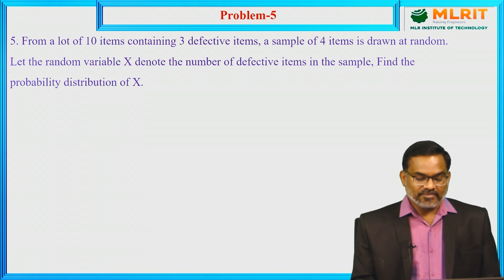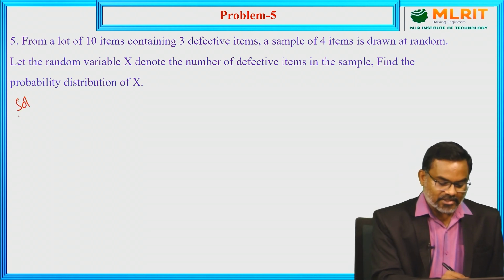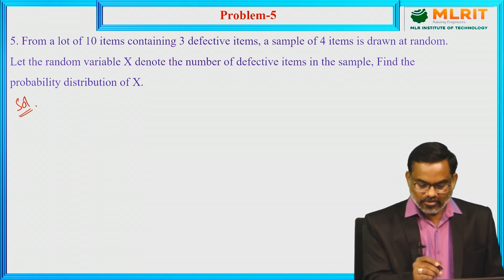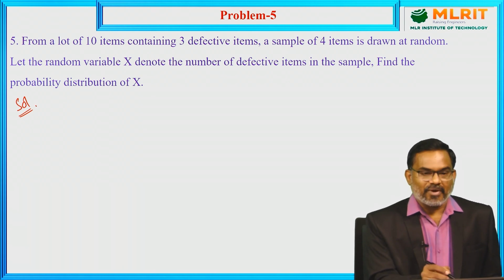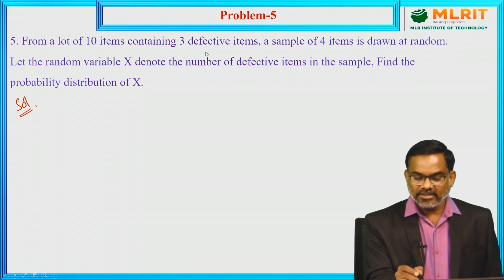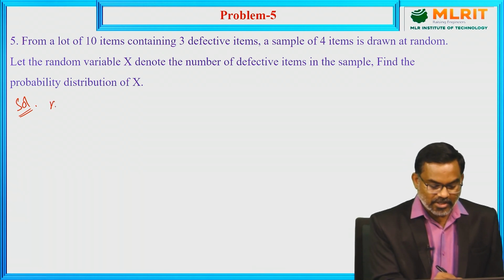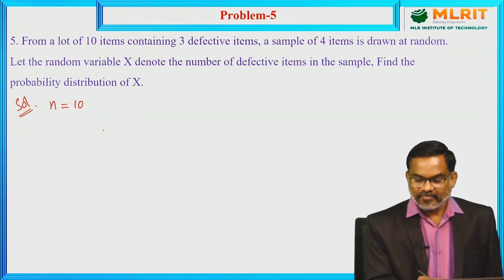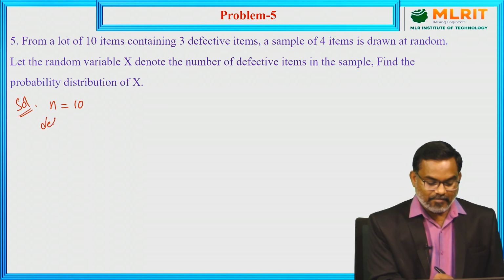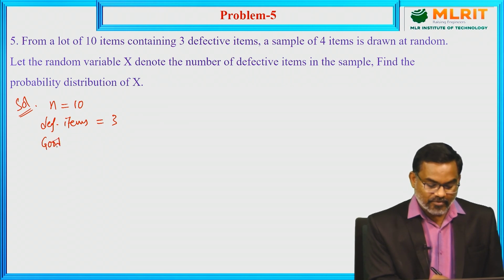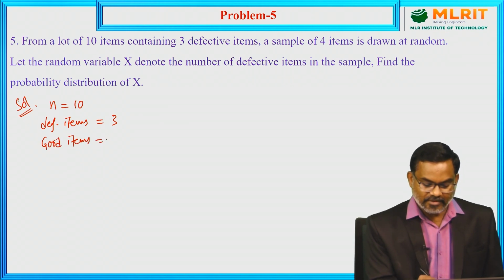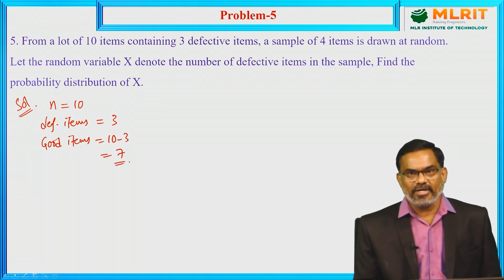So here, what is the given data? First, we need to know what the given values are and what is required to find. From a lot of 10 items containing 3 defective items, the total number of items n is 10. Out of 10, the number of defective items is 3. So the number of good, non-defective items is 10 minus 3, that is 7.